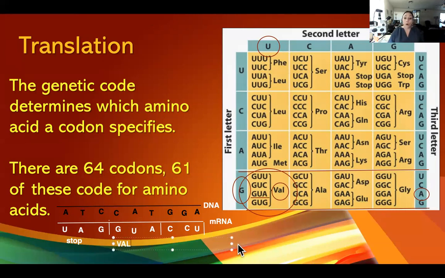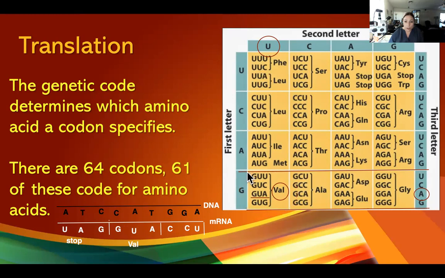Now, when I ask you questions about the genetic code on the quiz or whatever, I will give you the genetic code table. You do not have to memorize it. You just have to know how to use it. So you should know how to go from DNA to RNA, messenger RNA, how to divide up your codons, and how to use the genetic code table to get the amino acid sequence.